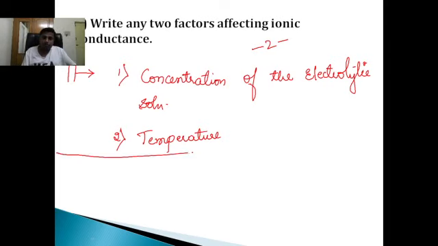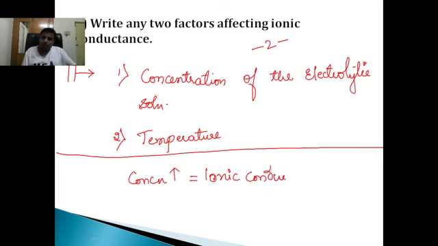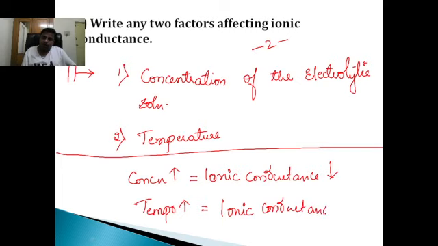Please do remember, more the concentration, lesser will be the ionic conductance. More the temperature, more will be the ionic conductance. That means to say, concentration is inversely proportional to ionic conductance. Temperature is directly proportional to ionic conductance. More the concentration, lesser is the ionic conductance. More the temperature, more is the ionic conductance.